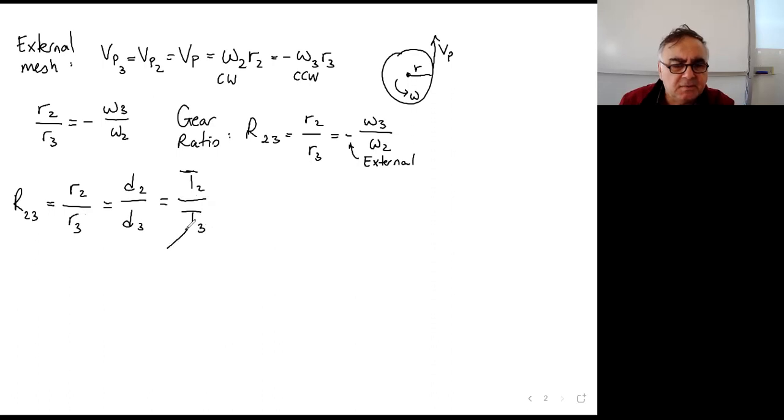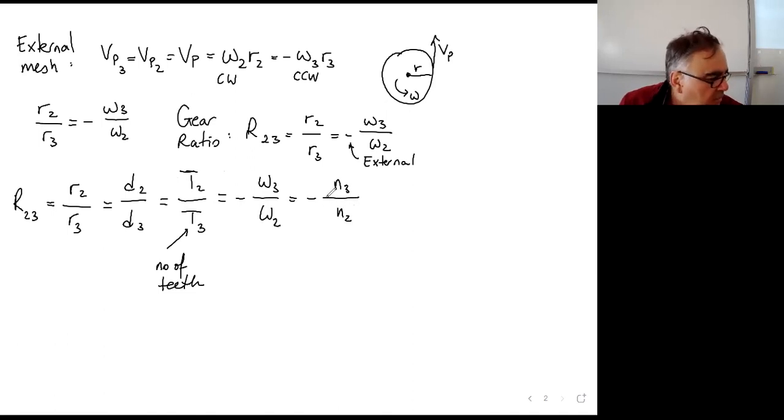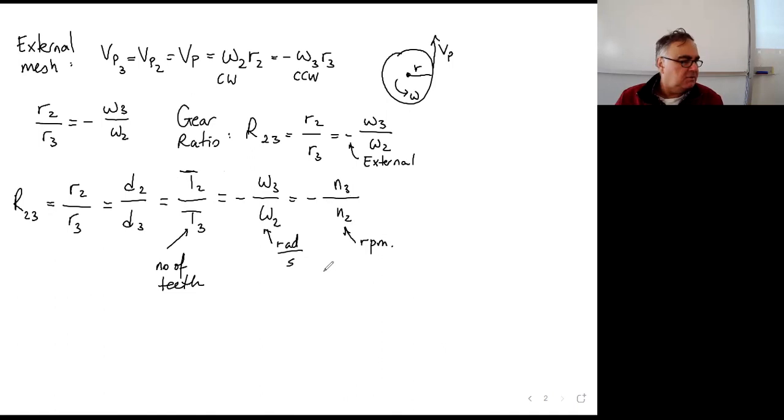If these are the numbers of teeth, the ratio of the number of teeth has to be equal to the ratio of the radii as well, in order for them to mesh properly. Actually, you are going to study gears in your MEC 308 course, where you will see these in detail. And this will be minus omega 3 over omega 2. It's in reverse now, you see, it's not T2 over T3, but omega 3 over omega 2. And this is minus, let's say, N3 over N2. Now, usually omega is reserved for when you measure in radians per second, and N is reserved for when it is measured in RPMs.